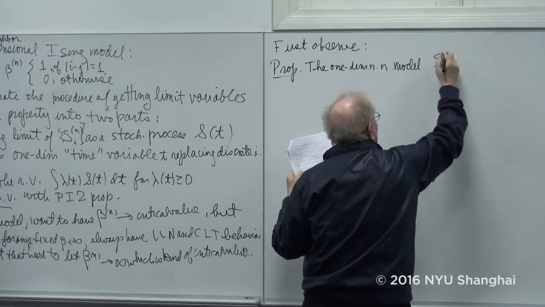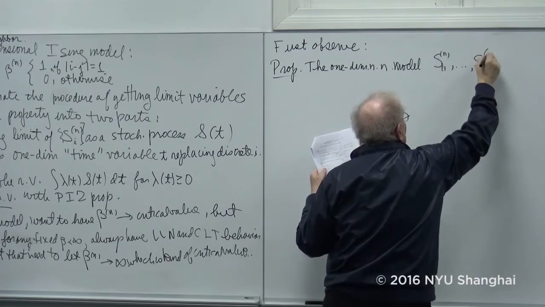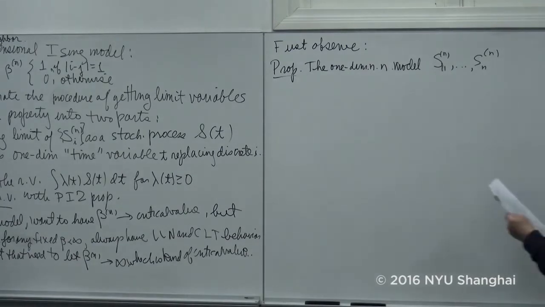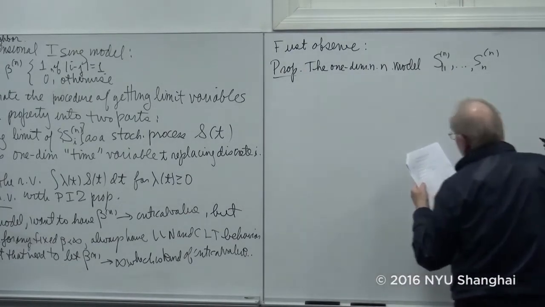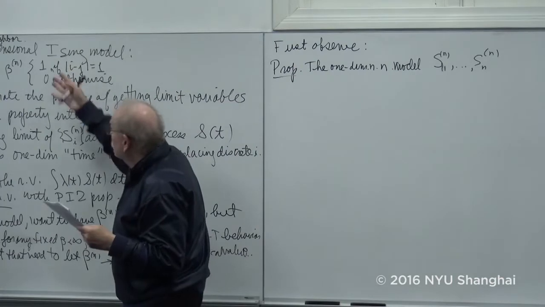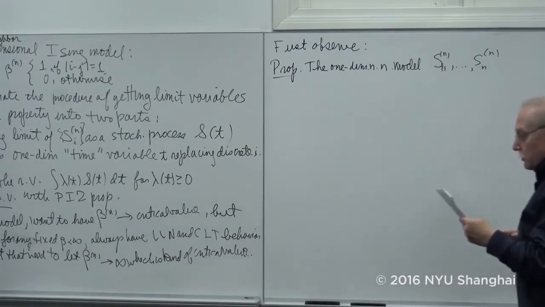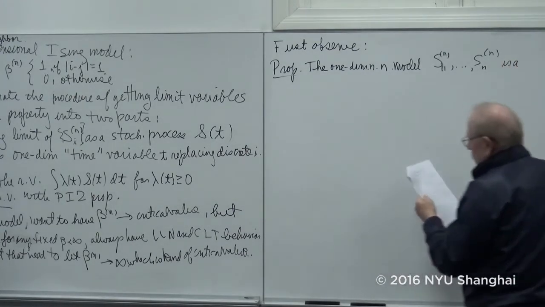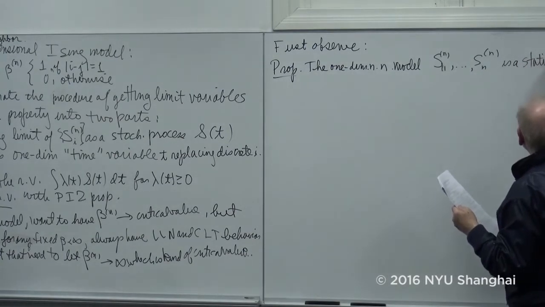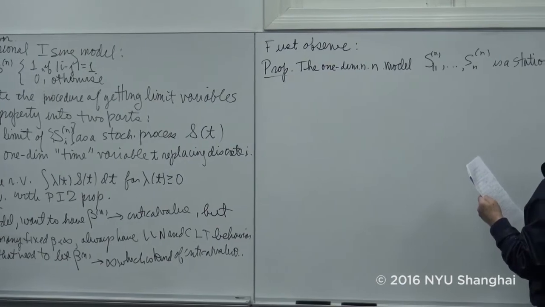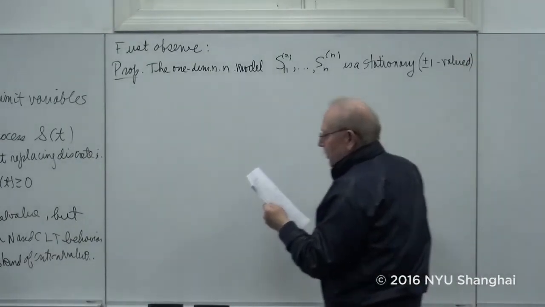The plus or minus one variable model that we just defined, with that formula for the joint distribution and this set of capital J's, is in fact, and if you don't know what I'm about to write means, then I'm going to explain it, a stationary plus or minus one valued Markov chain.